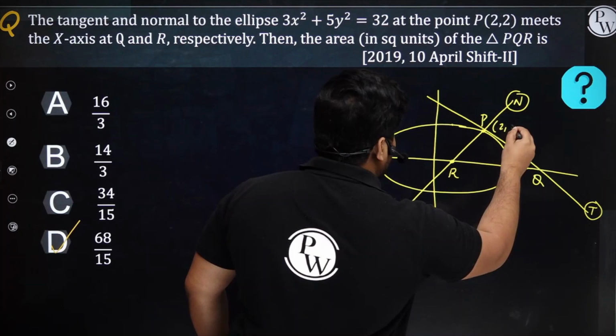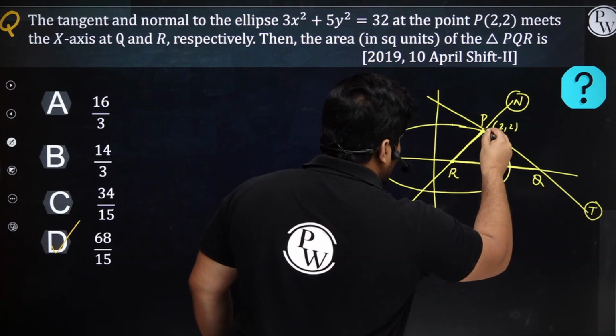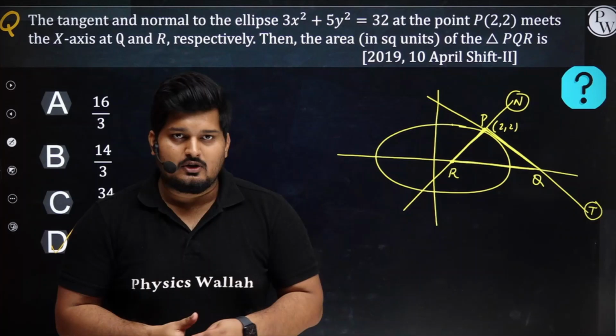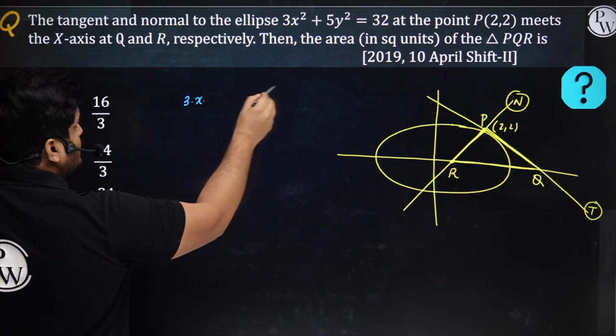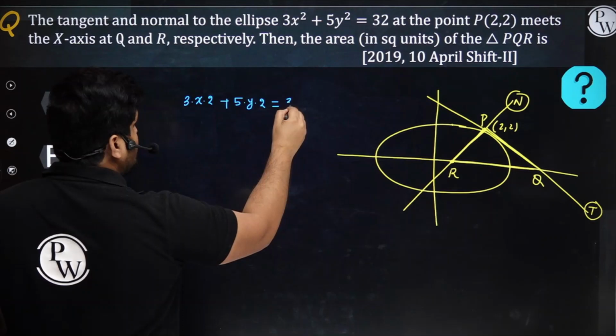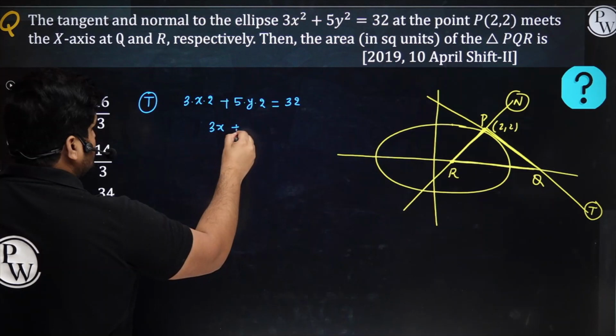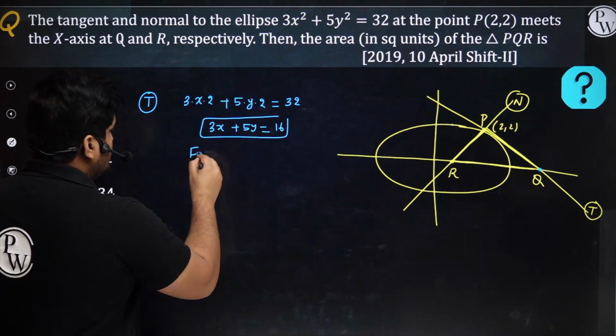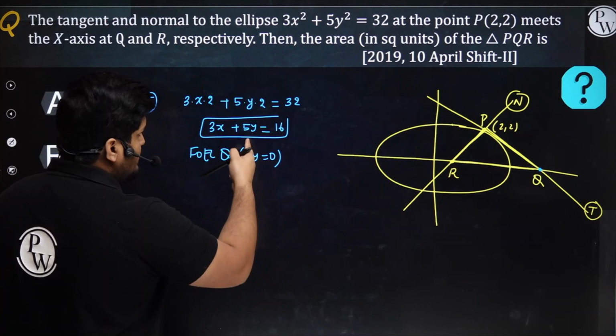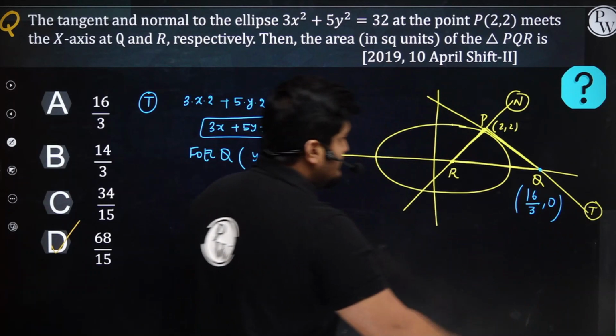If you can find the equations of the tangent and normal, then we can easily figure out vertices R and Q, and you will have everything that you want. Tangent is pretty easy. Guys, what is the tangent? 3·x·x1, which is 2, plus 5·y·y1, which is 2, is equal to 32. So this is the tangent: 3x plus 5y is equal to 16. Now for this point Q, we put y equal to 0. Then x equal to 16 by 3. So we got point Q, which is (16/3, 0), right?